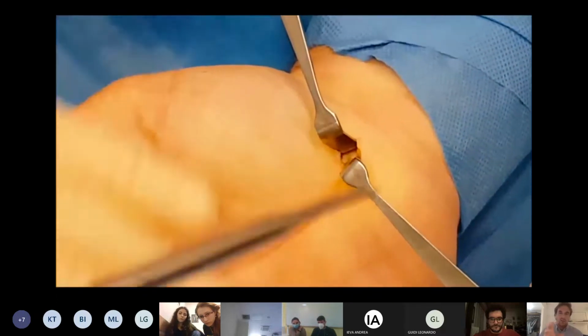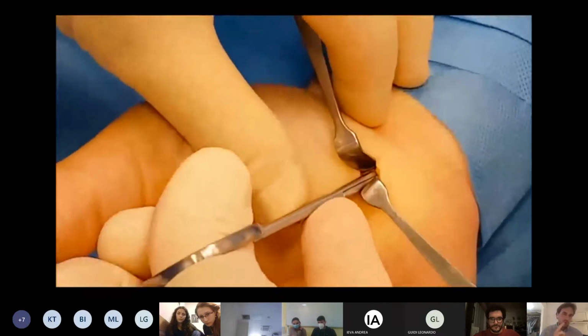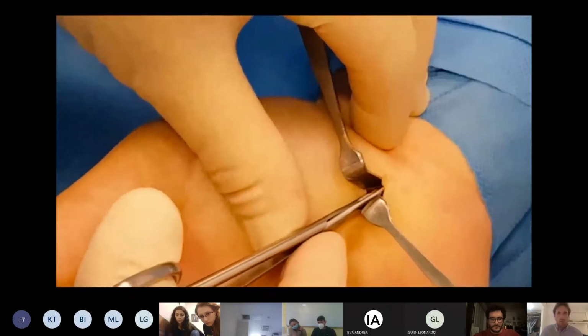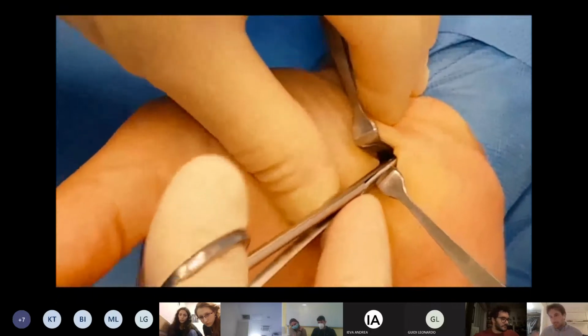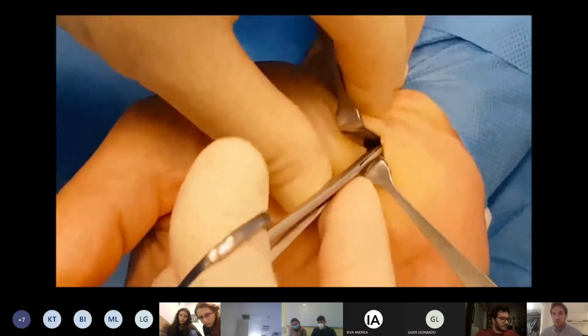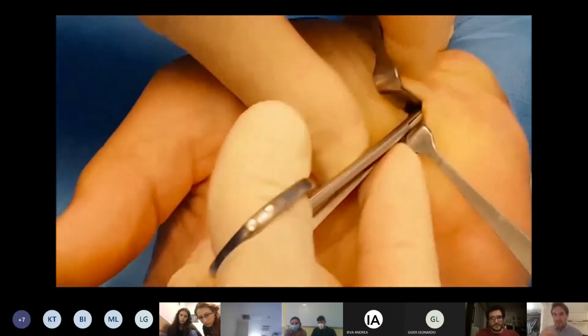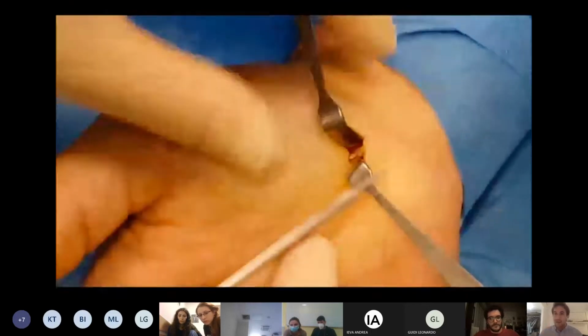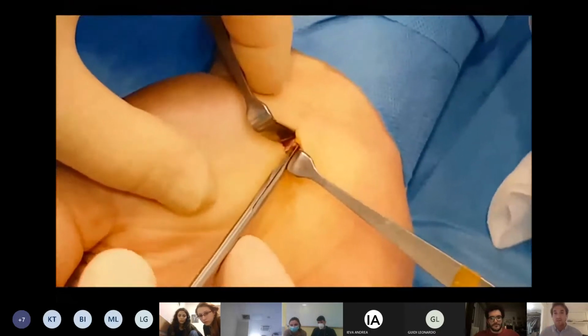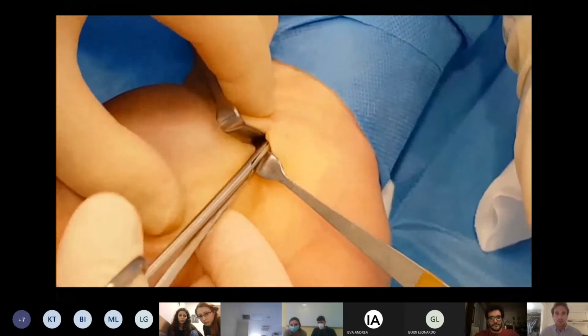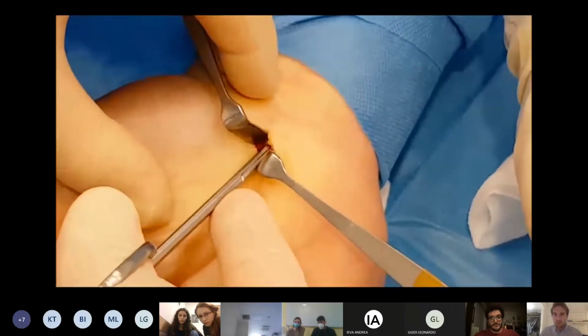It is very difficult to visualize. Only the first operator is able to see what he's doing, and believe me, even though you are the first operator, you have to imagine a little bit the anatomy, because the skin incision is very small. We're talking about just 1 centimeter.